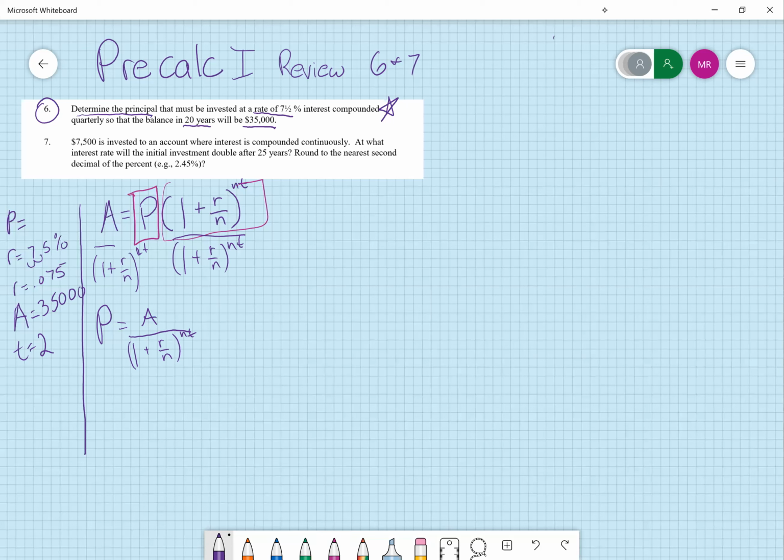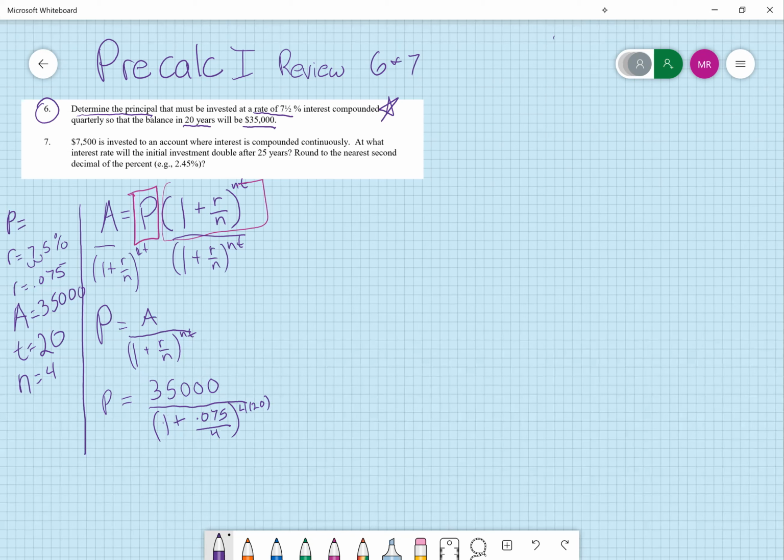All right, so let's put in what we know. The final amount is going to be a nice $35,000. Wouldn't that be great? I know that it's 1 plus R, which is 0.075, divided by N. Compounded quarterly means 4, so N is 4. All of that raised to the 4 times 20.